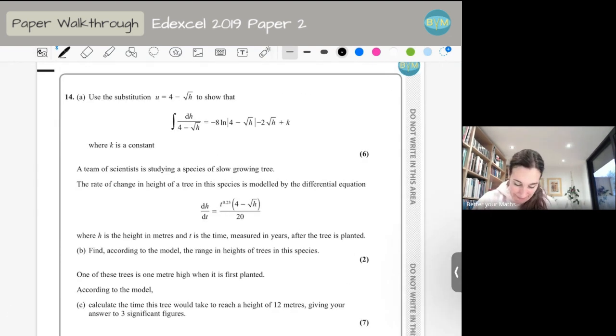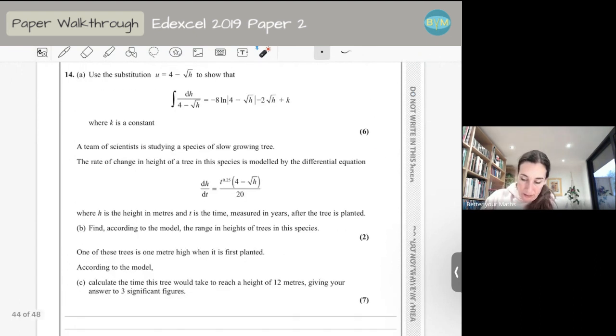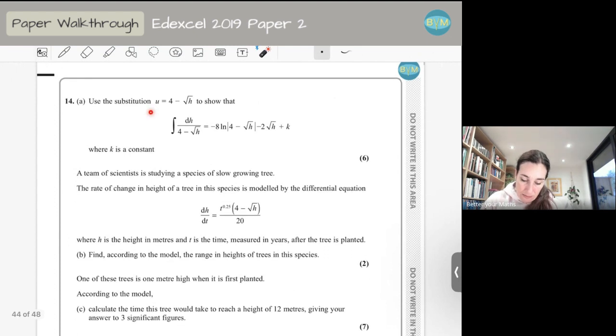So the last one is an integration question. We didn't do any integration. So use the substitution, and it's a lot of marks, so it's worth it. Use the substitution, this one, to show that this integral is this answer, where k is a constant. They don't ask us to find it. So let's go integrate that.